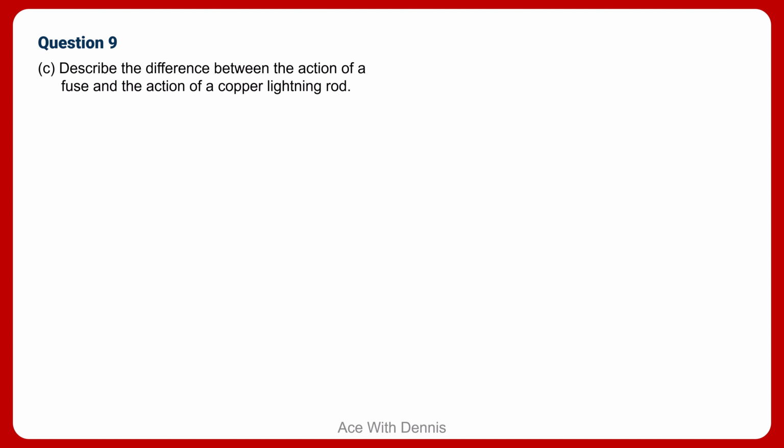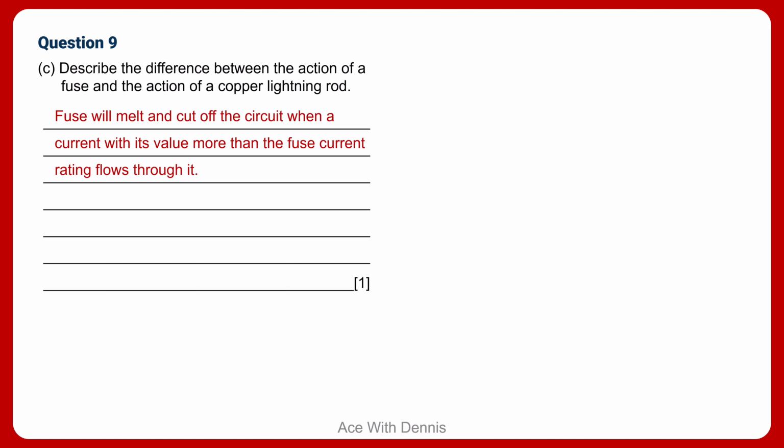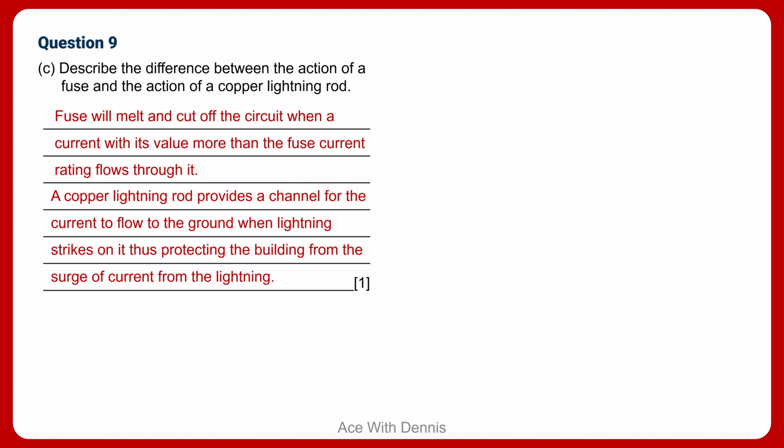C. Describe the difference between the action of a fuse and the action of a copper lightning rod. 1 mark. Okay, so the answer for this question is pretty straightforward. Just write down the standard answer to explain how a fuse and lightning rod work. You can write: a fuse will melt and cut off the circuit when a current with a value more than the fuse current rating flows through it. A copper lightning rod provides a channel for the current to flow to the ground when lightning strikes it, thus protecting the building from the surge of current from the lightning.